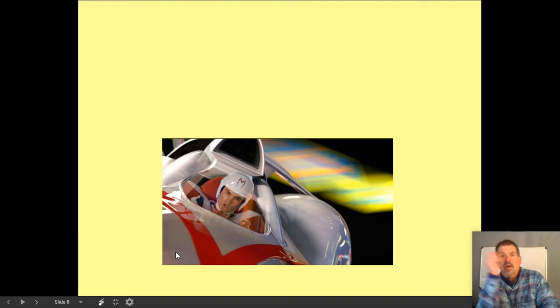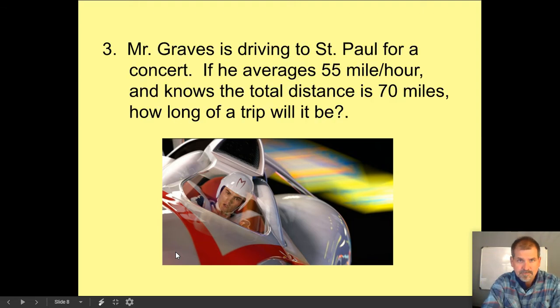All right, so another sample problem to consider. Mr. Graves is driving to St. Paul for a concert. If he averages 55 miles per hour and the total distance is 70 miles, how long of a trip will it be? All right, so now we have our average speed, and we have our distance. Now we need to figure out the actual time.